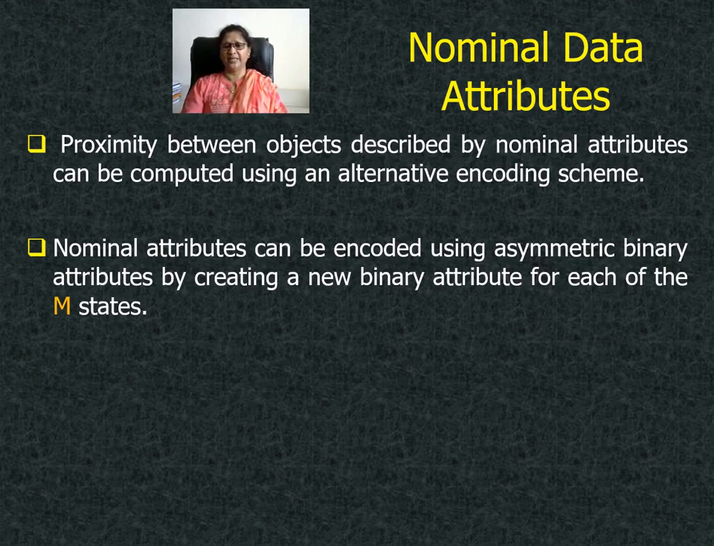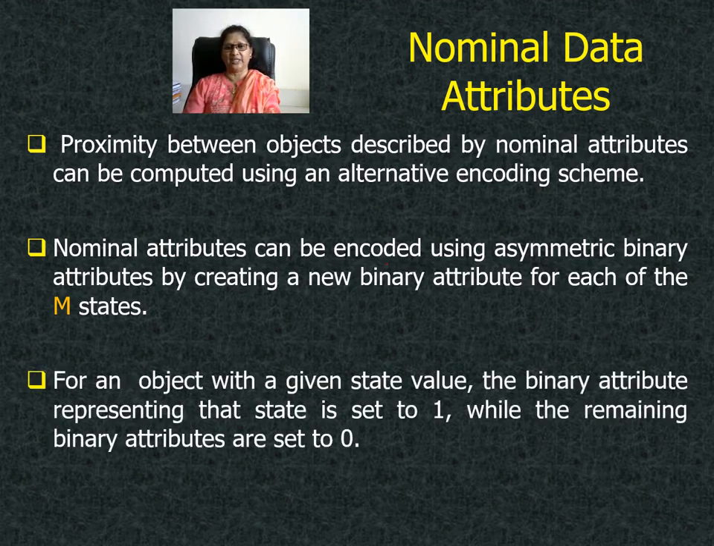What we do in the encoding scheme is that nominal attributes are encoded using symmetric binary attributes by creating a new binary attribute for each of the m states. States could be something like good, very good and bad. It could be low, high, medium. It could be code A, code B, code C. These were nominal attribute states. For each state we are going to use some binary representation. For an object with a given state value, the binary attribute representing that state is set to 1, while the remaining binary attributes are set to 0.